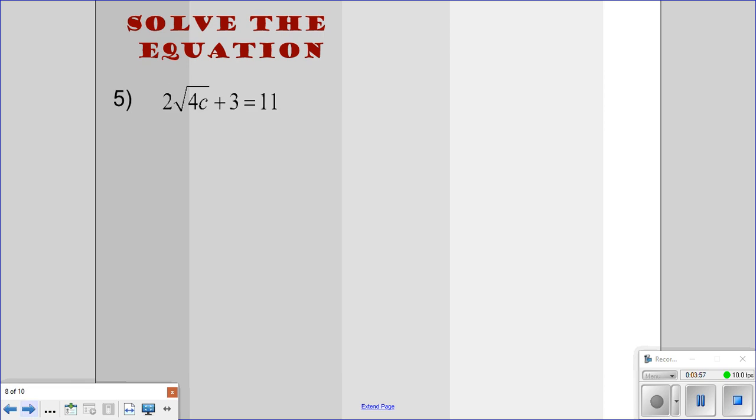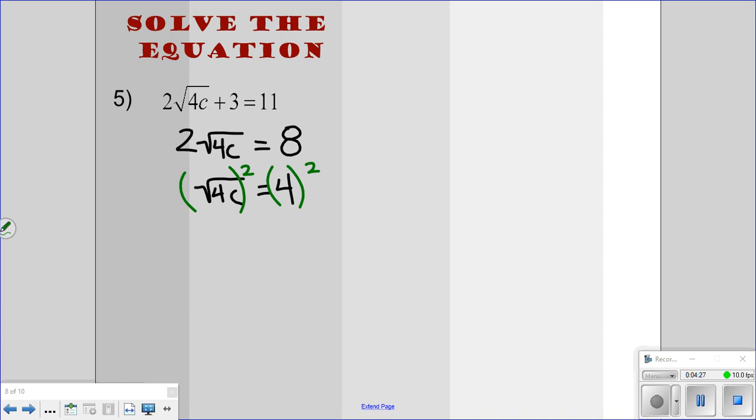Here, I'm going to subtract 3 on both sides first, so I get 2 times the square root of 4c equals 8. I'm going to divide both sides by 2, so I get the square root of 4c equals 4. I have my radical by itself. It does not equal a negative number, so I can keep going. So I'm going to square both sides. And I get 4c on the left side and 16 on the right side. Divide both sides by 4, I get c equals 4.